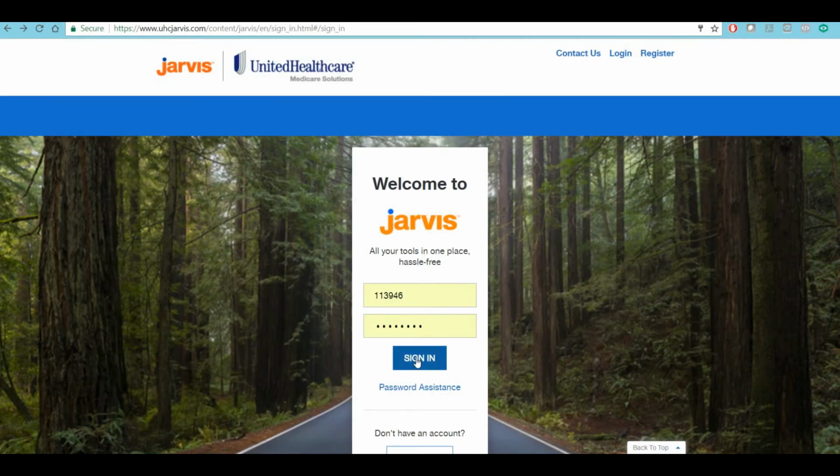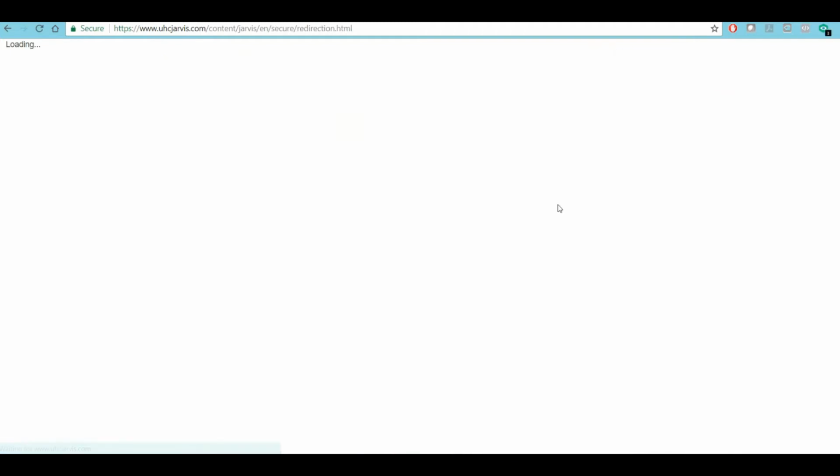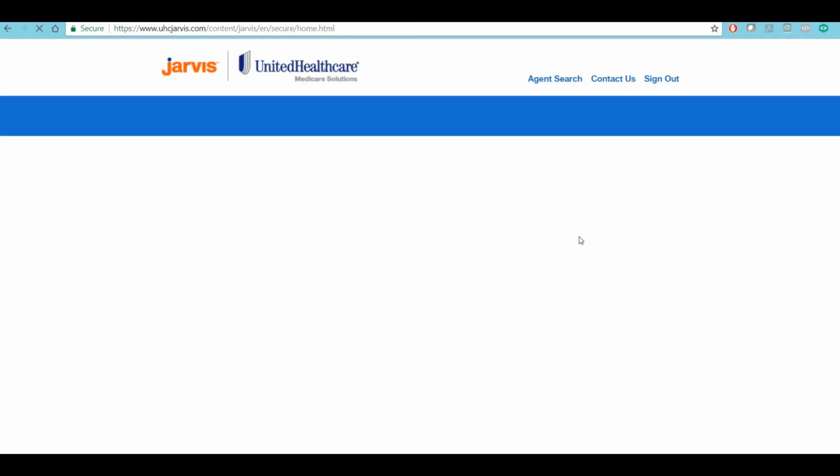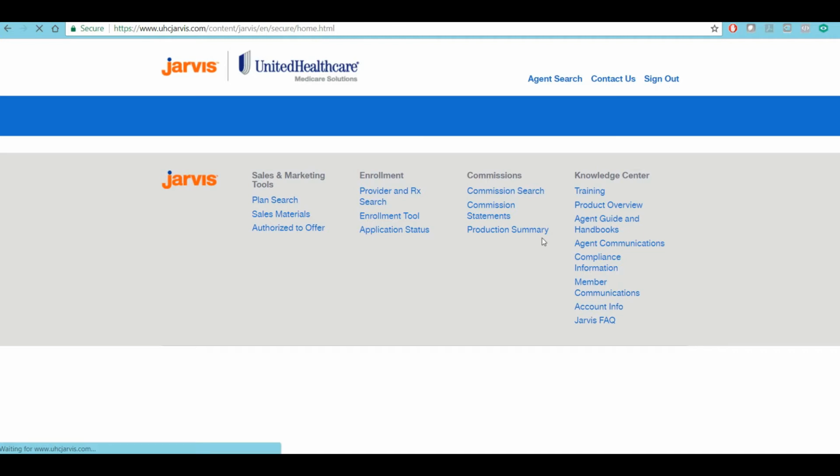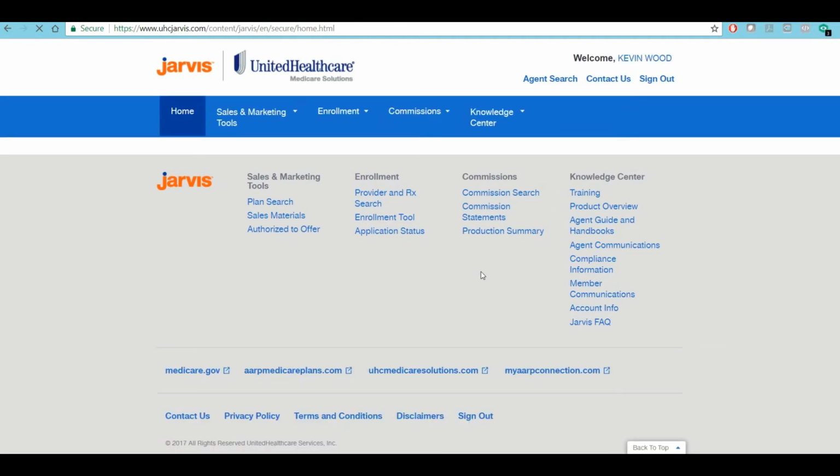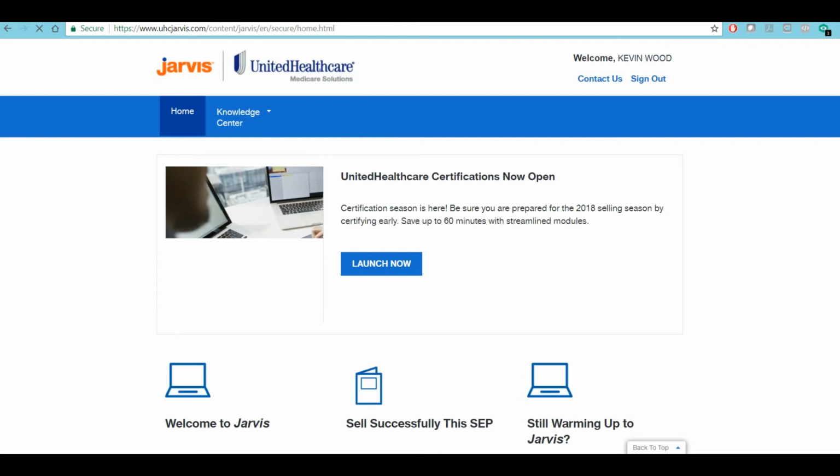Now we're going to sign in to Jarvis and show you how you need to go through Jarvis to save $50 when you're doing your AHIP certification. AHIP is to certify for the Medicare Basics. And so now we're signed in to the United Healthcare portal, and this window will load, and now you just click on Launch Now, because it's saying United Healthcare certification is now open.